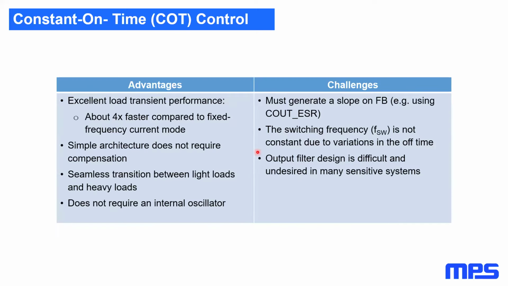The advantages of the constant on-time control, the first one is evident. It's the main purpose. We want to be able to increase our load transient performance. So we want to make it as fast as possible and reduce the droop in the output voltage as much as possible. The additional advantages of using constant on time are that we simplify the architecture due to the elimination of the compensator. It also allows us to seamlessly transition between light load operation and heavy load operation, as well as not requiring an internal oscillator due to the lack of a clock signal.